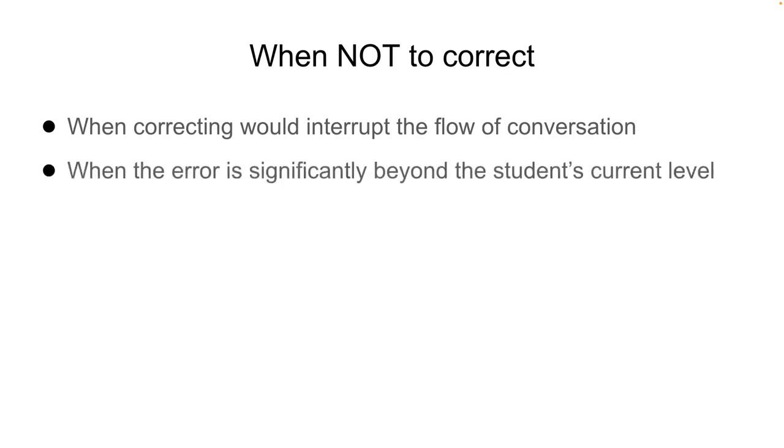We don't want to correct when the error is significantly beyond the student's current level. So with beginner level students who have a first language that does not contain the TH sound, you're not in the first lesson going to be correcting them when they say "ta" instead of "the," because it's going to take quite a while before they can pronounce that sound that doesn't exist in their language.